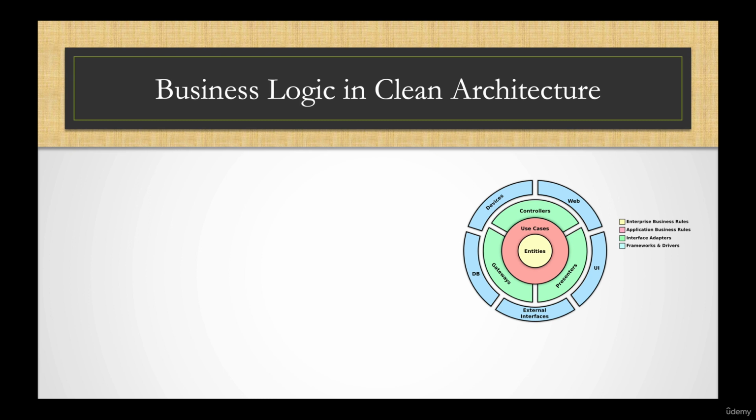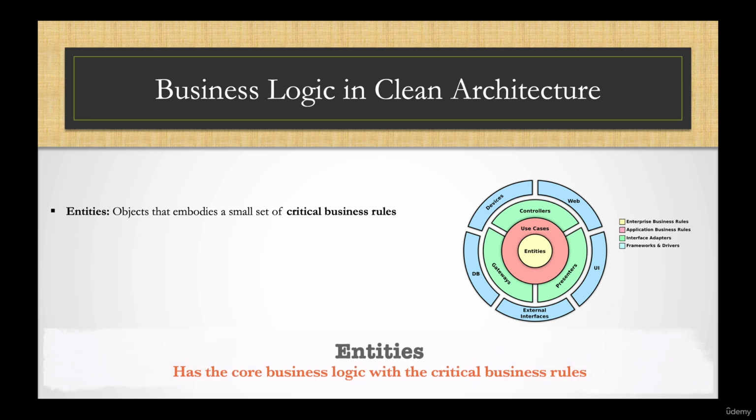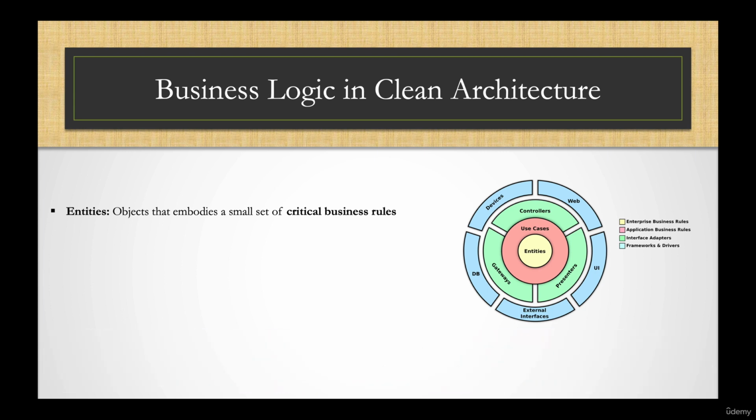In clean architecture, the core business logic is implemented in the entity objects. Entities consist of the critical business rules of the system. For example, prior to creating an order, validating the state of the order, checking that the total price is correct, or checking if the order is in stock are the critical rules that need to run before placing an order.